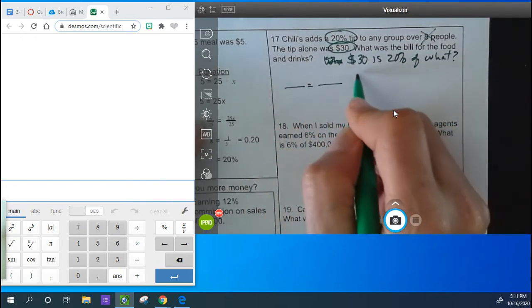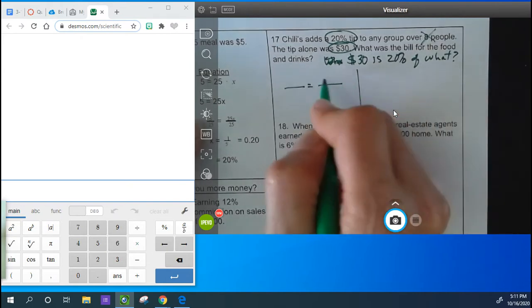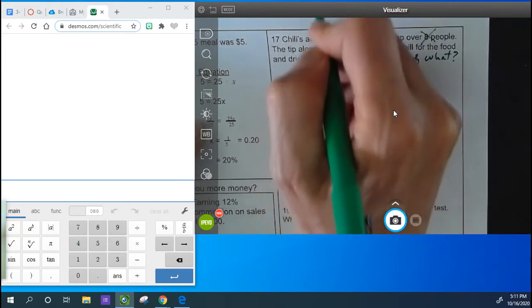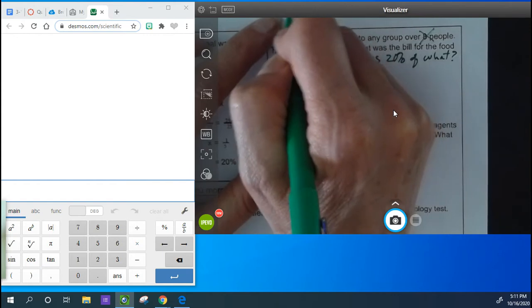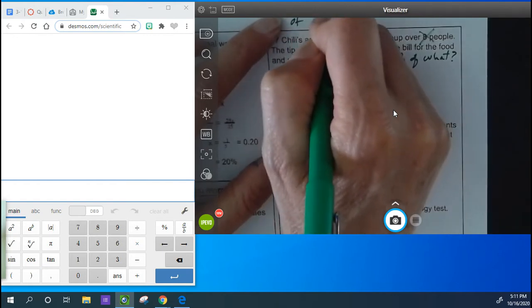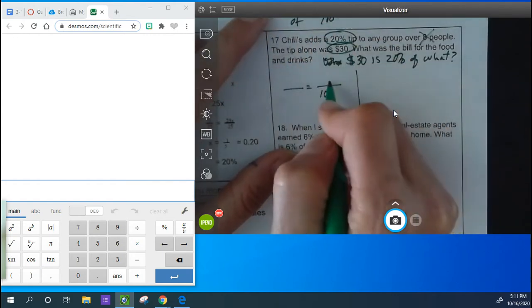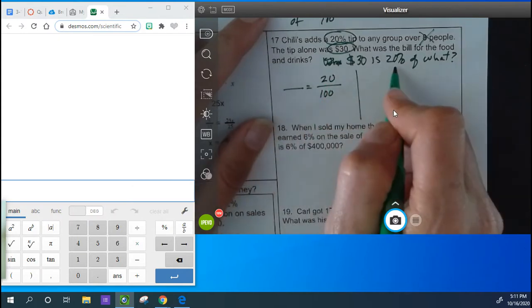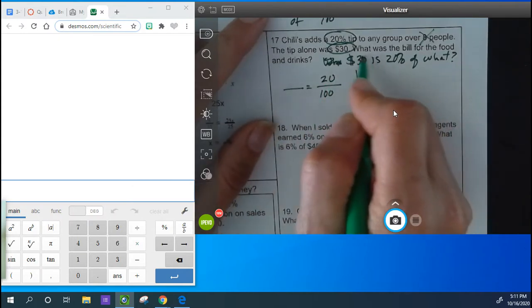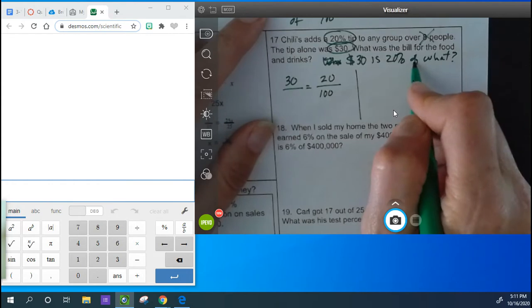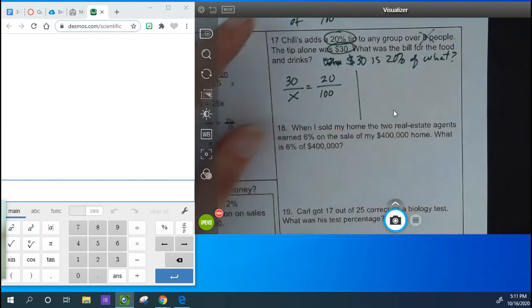If I'm doing the proportion method, I'm going to place my percent first. My proportion method uses is over of equals percent over 100. The 20 would go here. The 30 is an is. And this is the of.